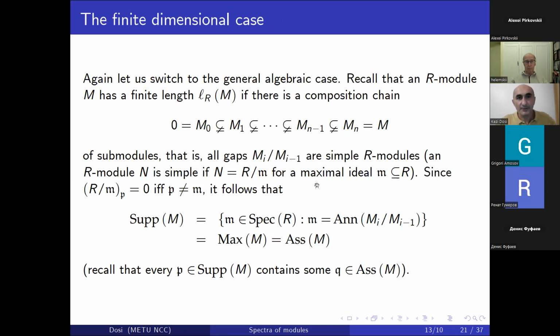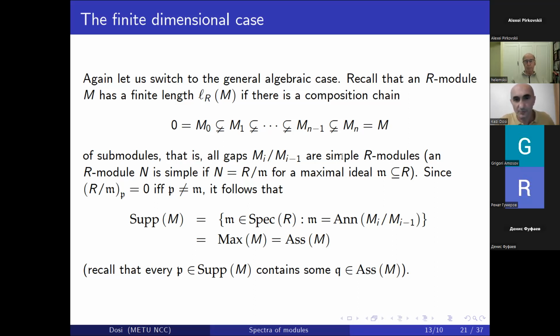Okay, I told you about the finite lengths. It's interesting to always find the finite dimensional case. Let me say a few words about it. So what does it mean that an R module has a finite length? Finite length means there is a composition series, sometimes called a Jordan-Hölder series, of submodules whose gaps are simple modules, right?